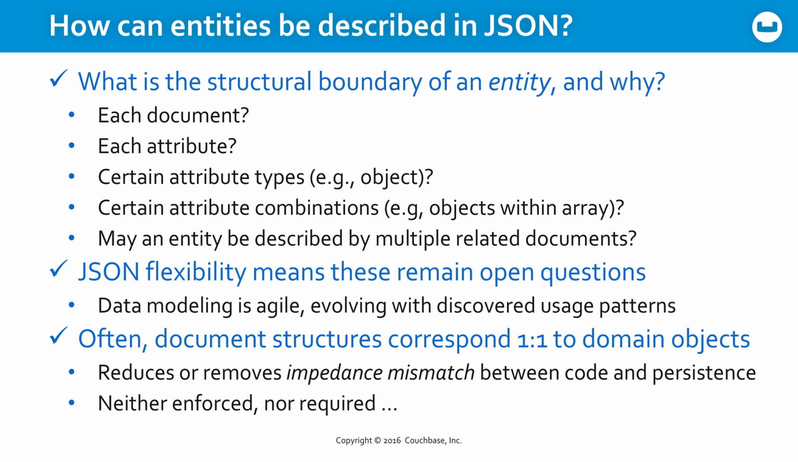However, as a general rule, normally in document databases, each document would best correspond one-to-one with your domain objects if you have a choice to model in this way. Doing this reduces or completely removes what's known as the impedance mismatch between your code and your persistence. It lowers the barrier in getting your data into object form inside your code. But this relationship is not enforced or required. It's simply a good practice.